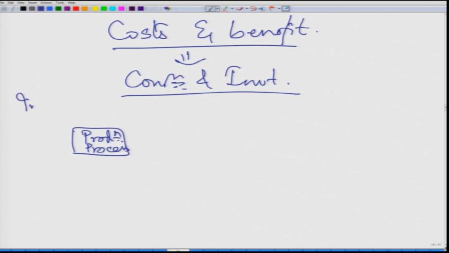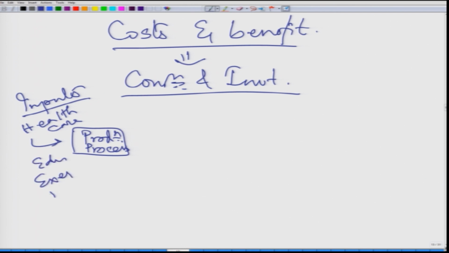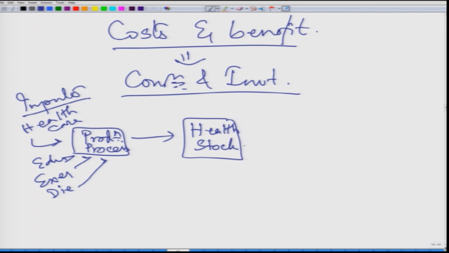And these inputs are not only healthcare, but also education, exercise, diet, income, and all this, and this finally produces, through a production process, my health stock together. It's not only whether I go to a doctor or not, and then this will lead to how many days I live healthy.